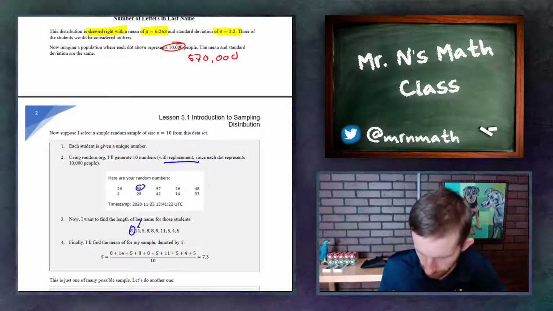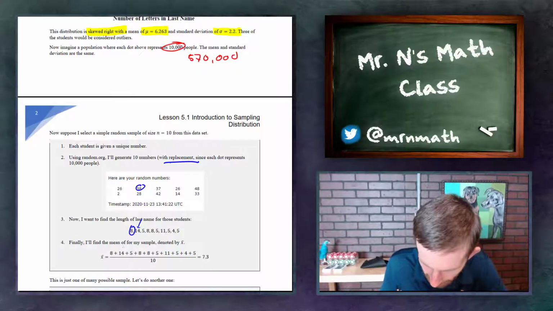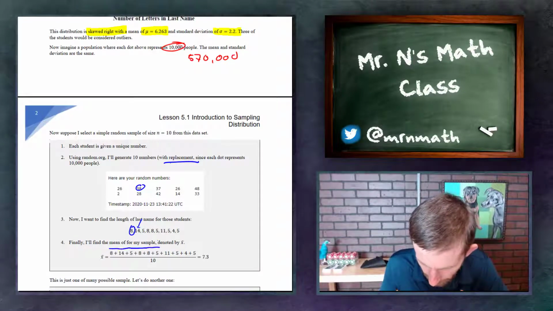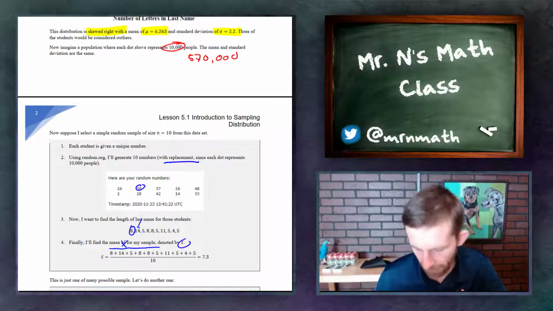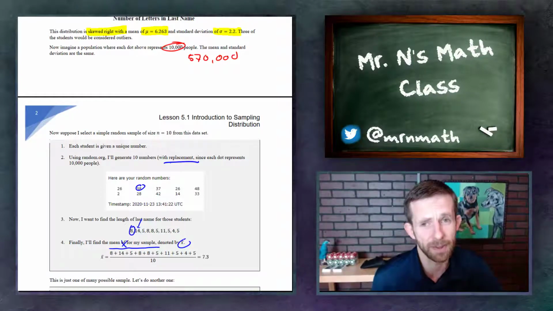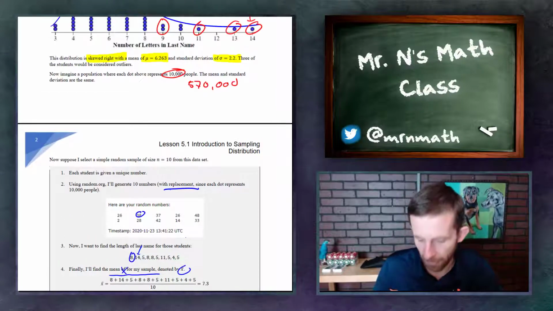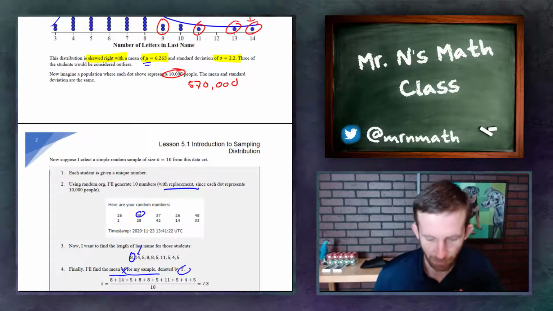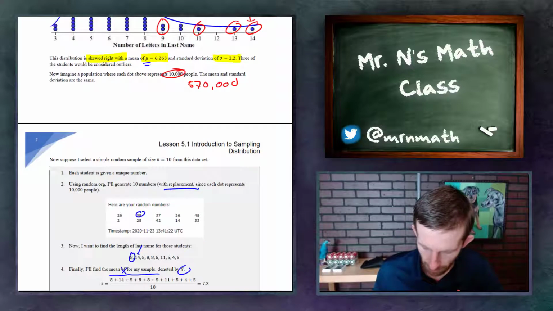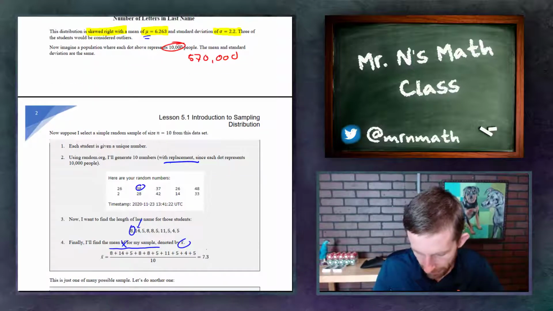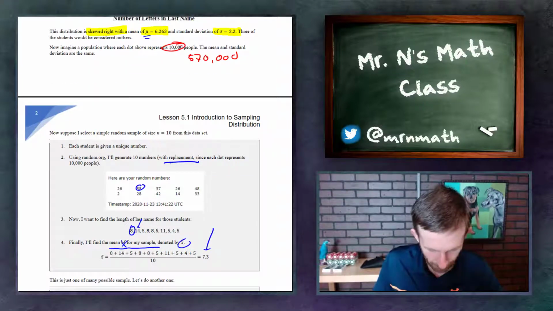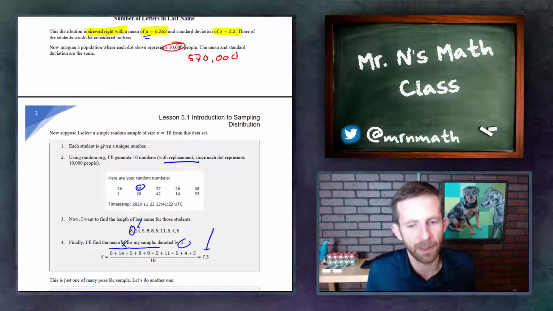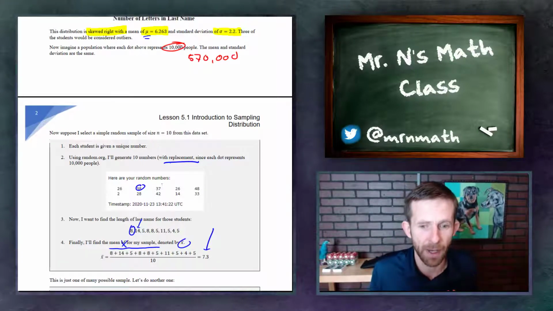Now what I'm going to do is I'm going to find the mean for our sample. And I'm going to denote that by x bar. So x bar is a sample mean. Compare that to mu, which is a population mean. All right, so my x bar here is 7.3. Now, notice that's just one random sample. I can find another sample.